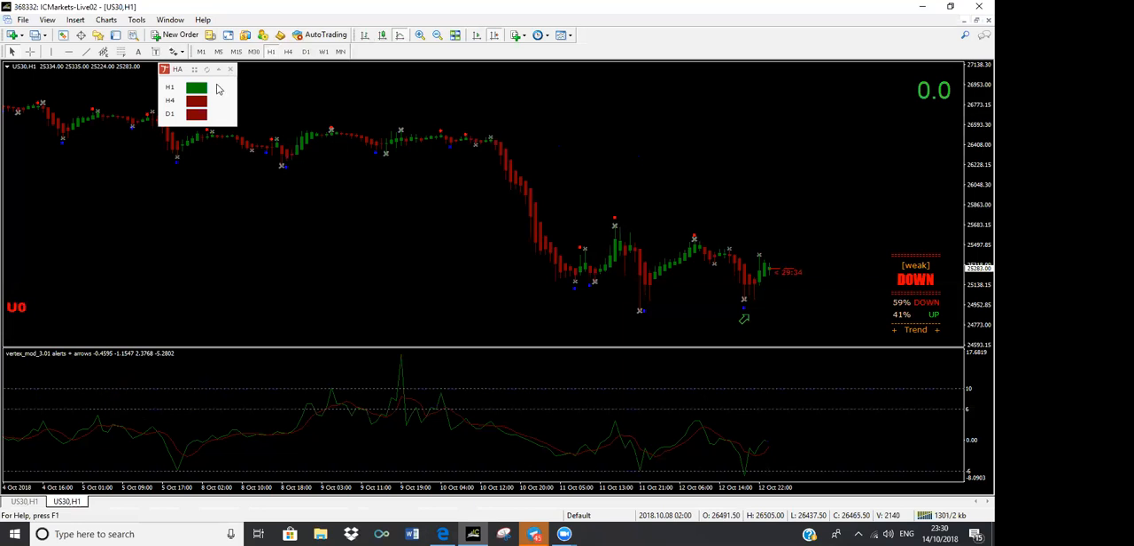Whenever this becomes blue here, the first green candle here, that's where the alert pops up. If you have a phone alert, you'll see it on your phone. If you have an on-screen alert, it will tell you to enter. So you enter exactly at the beginning of the trend. Do you understand? You enter at the beginning.